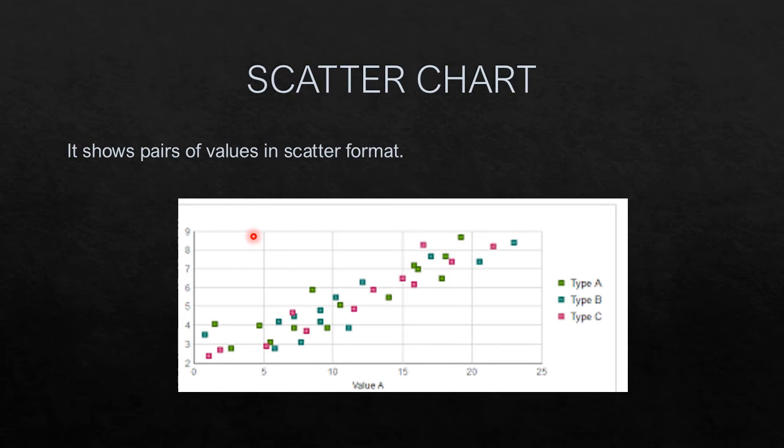And the last type is scatter chart. A scatter chart contains pairs of values. So the pairs of values indicate the scatter format. See here, the green color has 2 pairs of values and the rose color has 2 pairs of values, and all the colors have 2 pairs of values, so that is the scatter chart.